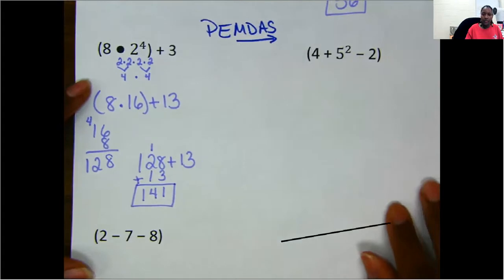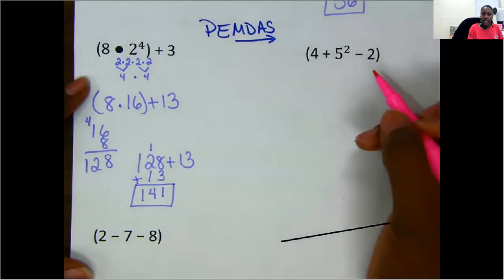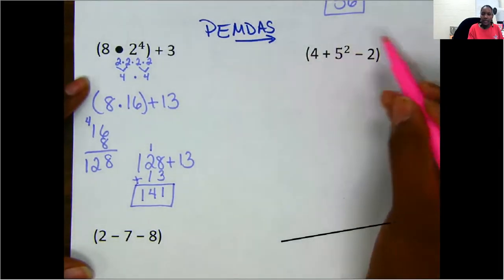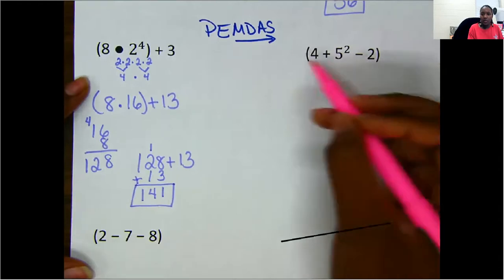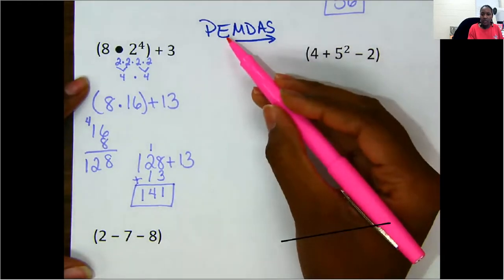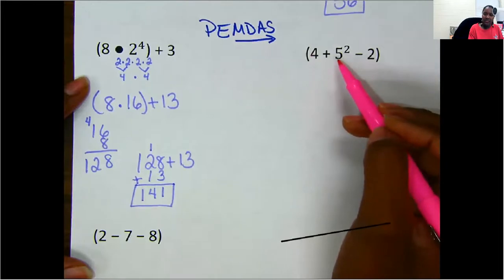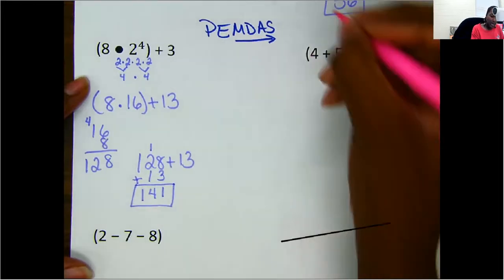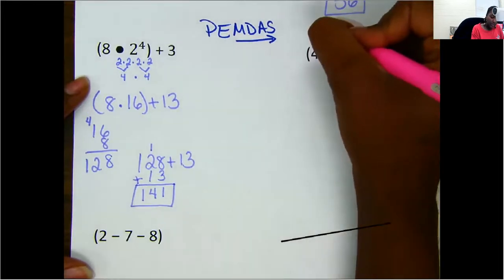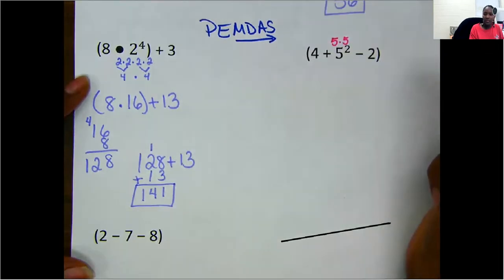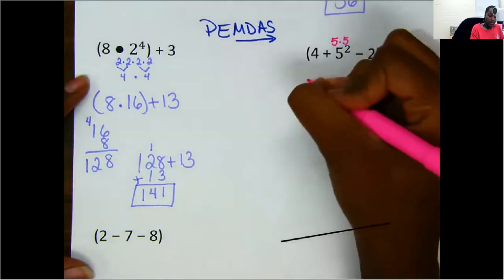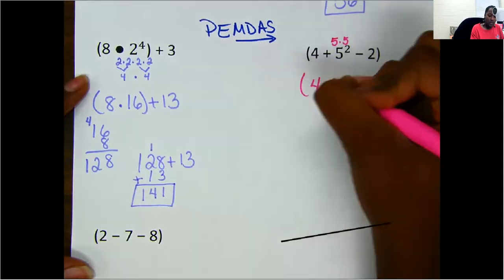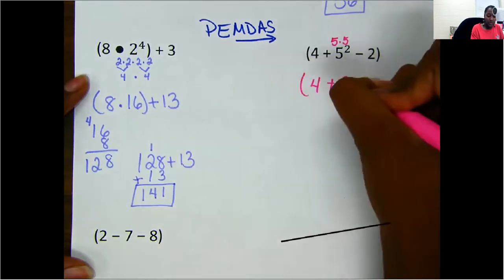Okay, let's look at the next one. Also has an exponent in it, but look, the whole thing is in parentheses. Okay, so we're going to go to the next thing, exponents, which I do have. My base is 5. My exponent is telling me that I need to multiply it twice. So it's going to be 5 times 5. So I'm going to rewrite 4 plus 25 minus 2.